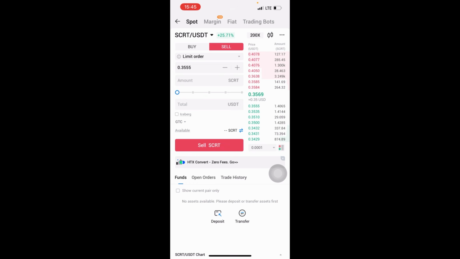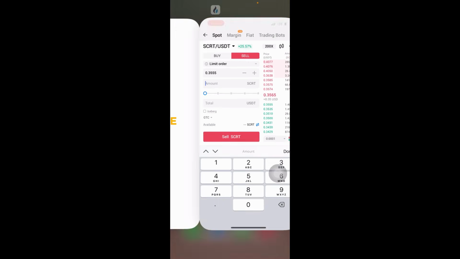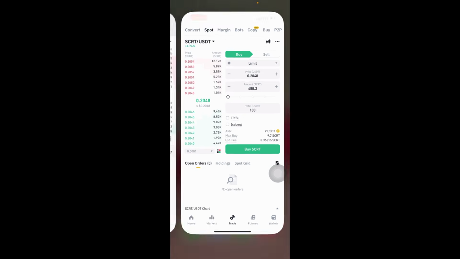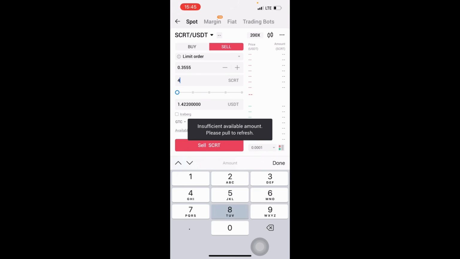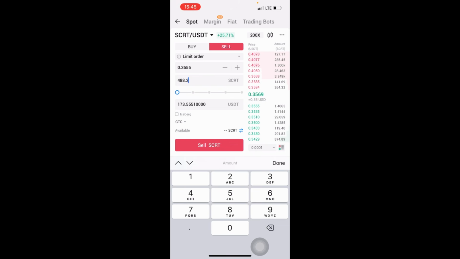Imagine I've considered all the three factors and I said okay, everything is cool. If I come here and I want to sell the 488.2, I'm getting $173. So it means that I've made $73 from this trade.